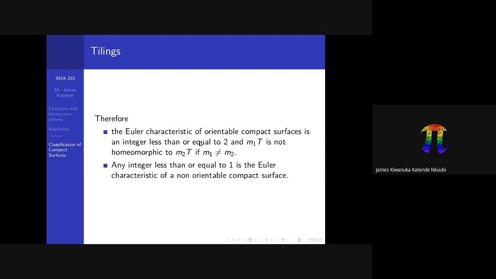Therefore, we can say that the Euler characteristic of orientable compact surfaces must be an integer that does not go beyond 2. It can either be 2 or less. Right?